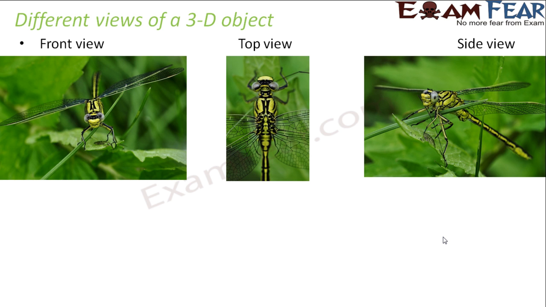Now, when you look at any three-dimensional object, you have seen by now that we can get different views of the same object. The same object might look different from different perspectives. For example, let us look at this insect. Here we have shown three different views of the same insect. From the front view, this is how it looks. From the top view, it looks like this, and from the side view like this. All the three views are very different from each other, but that is how it is. Every three-dimensional object will have different views when seen from front, side, or top.